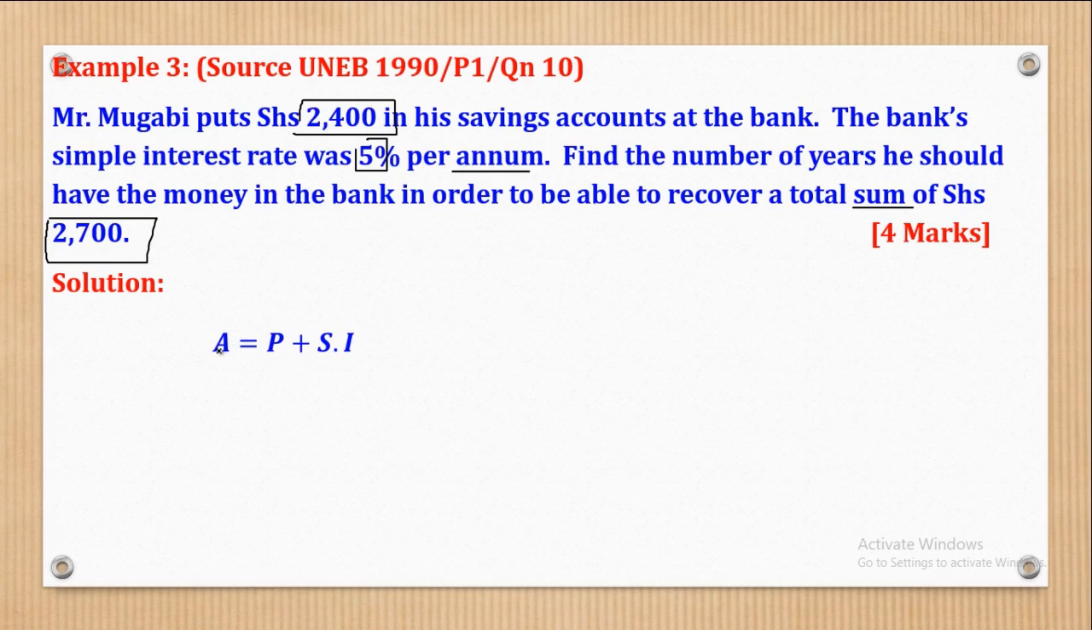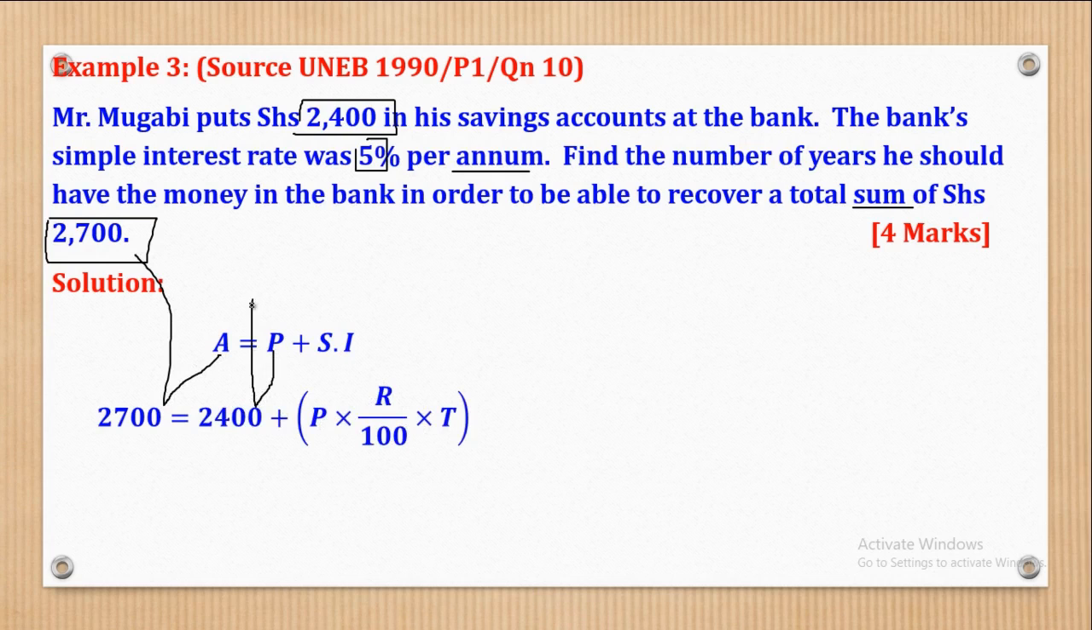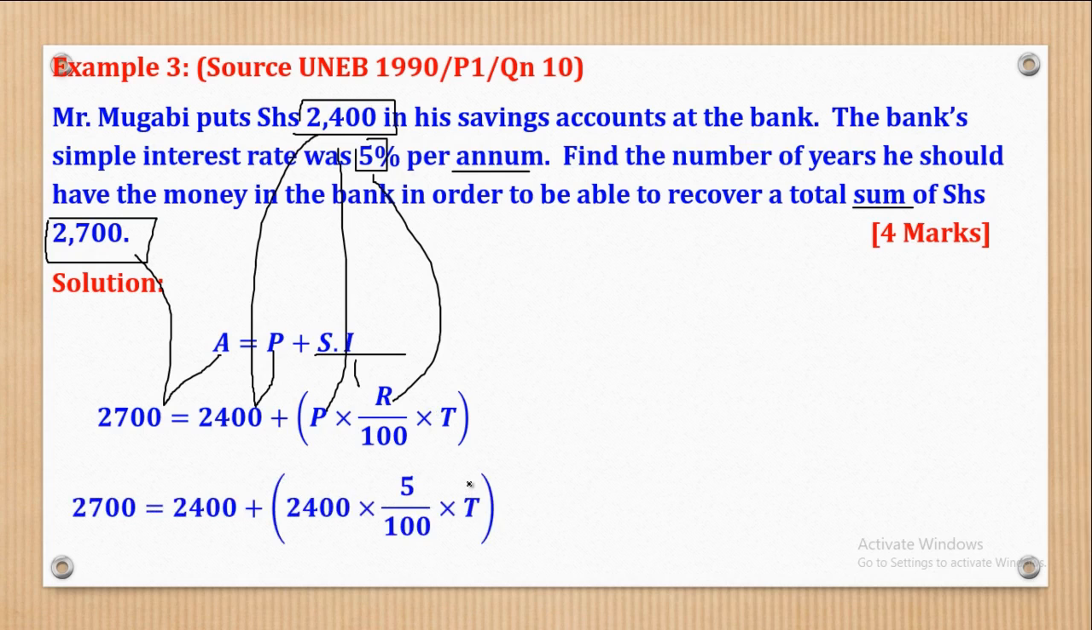So this is the amount equal to principal plus simple interest, but we know that simple interest is equal to PRT over 100. So amount is 2,700, which is here. Principal is 2,400, which is here. Then simple interest is given by this formula. So what we have to do, we have to substitute our principal here, and our R, which is this. Then we can remain with only T, which is an unknown. So when we do that, we shall come up with this expression.